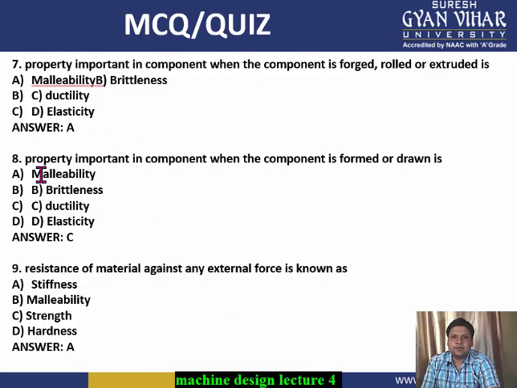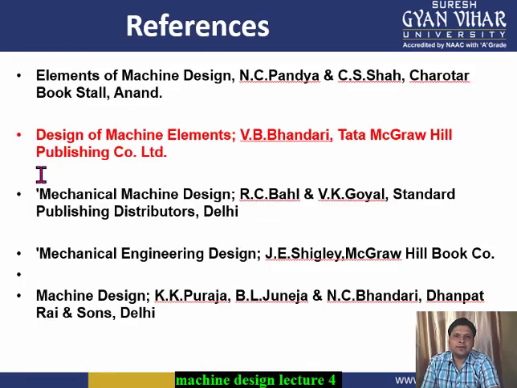Now if you want study material regarding this particular video lecture, there are some reference books which have been used. What are those reference books? The main reference book used is Design of Machine Elements by V.B. Bhandari, of Tata McGraw-Hill publication. The other books are Elements of Machine Design by N. Pandya and Shah, then Shigley's Mechanical Engineering Design by McGraw-Hill publications. So these are the books.